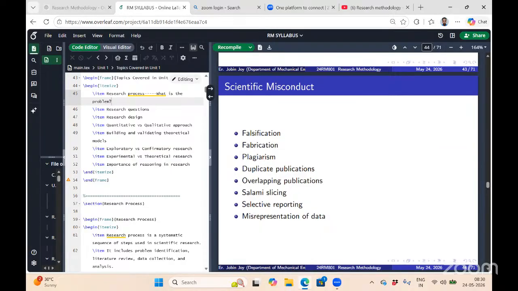That means you will be misleading the data. For example, one best example is you have a graph, and if you change the graph scale, you can see some improvements largely in the graph. So by changing the graph scale and presenting the result as a positive result, you will be misrepresenting the data. That is what is called a misrepresentation of data. These are some of the examples of scientific misconduct.